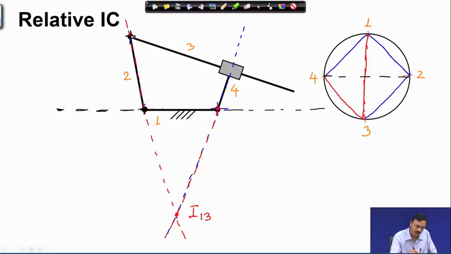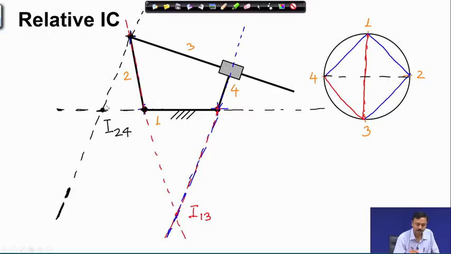So, therefore, I must draw a line through I23 which is parallel to this blue dashed line, so as to meet I34 at infinity. So, this black dashed line and this blue dashed line, they are parallel. So, where do these two lines meet? They meet here. So, this must be I24. So, we have now located both I24 and I13. So, all the relative ICs are now known.